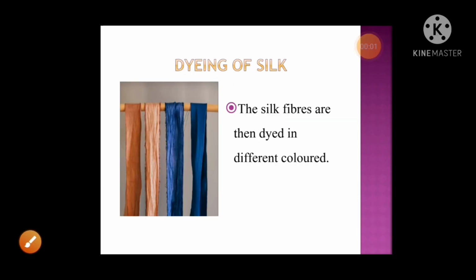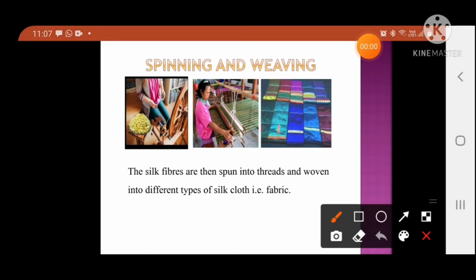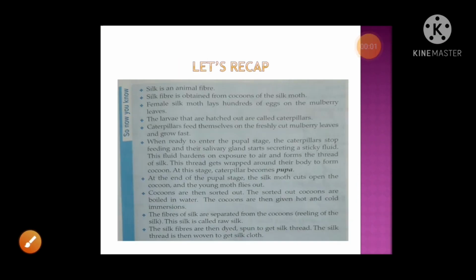Now the raw silk is dyed into various colors. Now the silk fibers are spun with the help of the spinning wheel, and fibers are converted into thread by the process of spinning. And these are the looms where the threads are arranged to weave, and they are woven into different silk cloths that are called fabric.